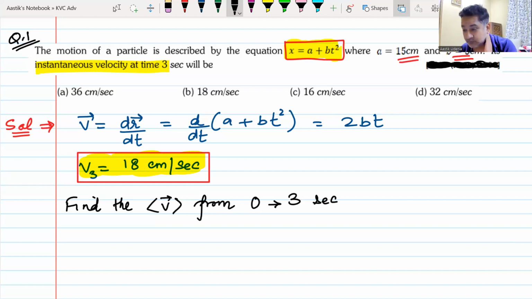So we'll have to use the definition and then find out the answer. The definition says total displacement divided by total time. So don't hit arrows in the dark.